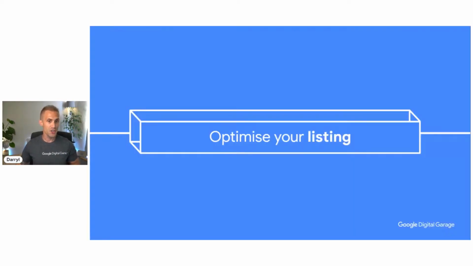Let's go ahead and jump into optimizing your listing. So far, we've thought about the steps to set up your Google business profile. Remember, there is no longer a Google business profile app. This can be done directly within Google Search or Maps. Once you've claimed it and verified it, you'll then have the ability to manage that profile. Once you've managed that profile and verified it, how do we now optimize your listing to ensure that the customers find the information that they're looking for?